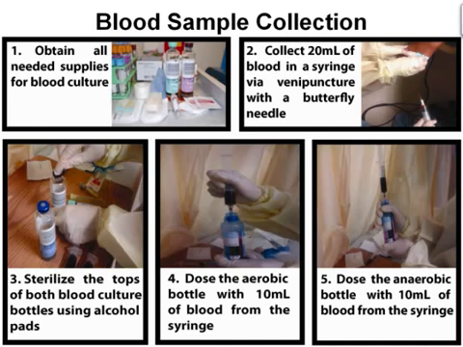Before dosing the bottles, the tops of the bottles must be thoroughly sterilized using alcohol pads, shown here in step 3. Next, when using the same syringe as shown here for the 20 milliliters of blood, the aerobic bottle is dosed with 10 milliliters of blood, followed by the anaerobic bottle with 10 milliliters. The reason for dosing the aerobic bottle first is to prevent any air which may have entered the syringe from being inserted into the anaerobic bottle. Lastly, invert the bottles to mix the contents. Do not shake. Lastly, not shown here, send the bottles to the clinical microbiology laboratory for culture and analysis.